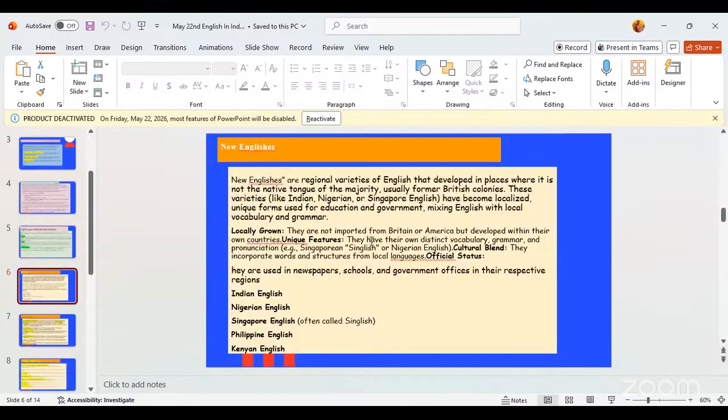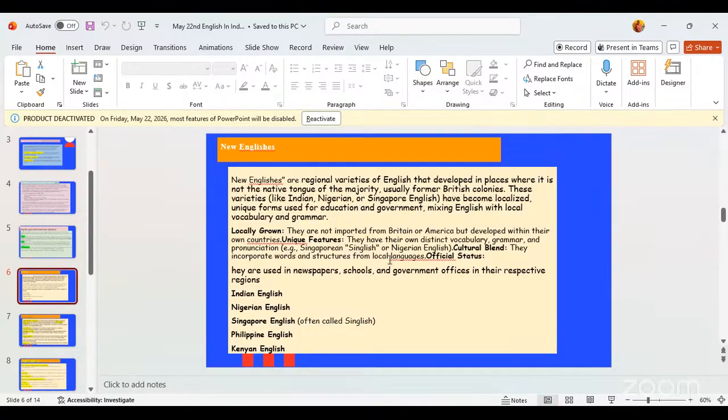Now, talking about the new Englishes which have come into existence. When we talk of new Englishes, they are the regional varieties of English that developed in places where it is not the native tongue of the majority, but usually former British colonies. These varieties, such as Indian, Nigerian, or Singapore English, have become localized, unique forms used in education and government, mixing English with local vocabulary and grammar. Locally grown, they are not imported from Britain or America, but developed with their own countries' unique features.